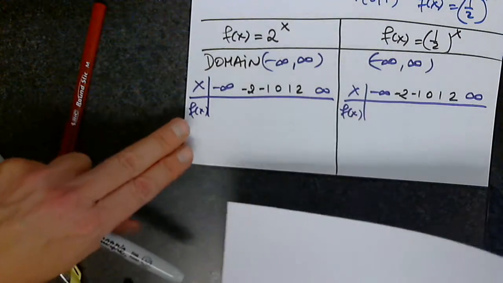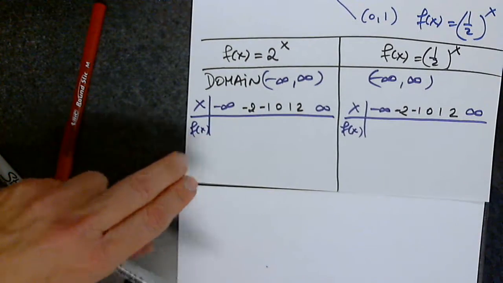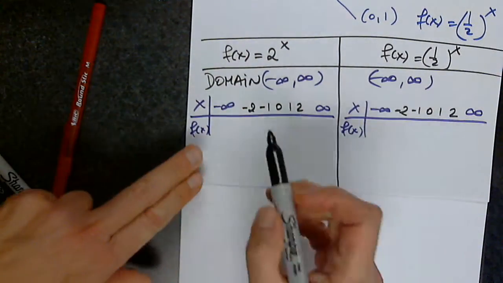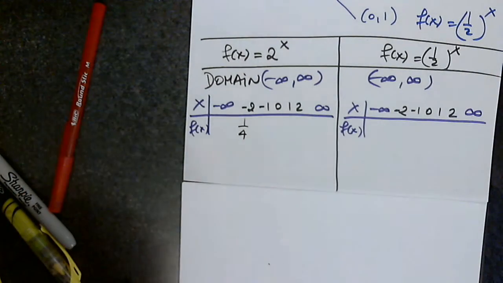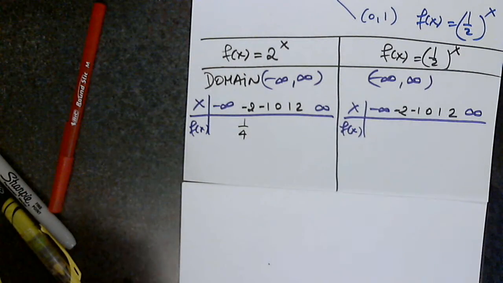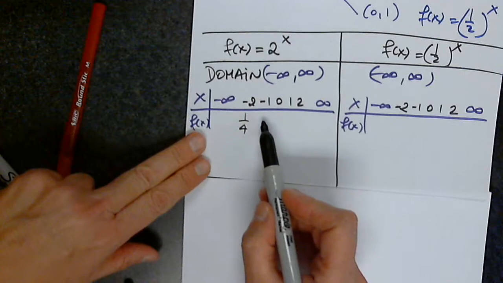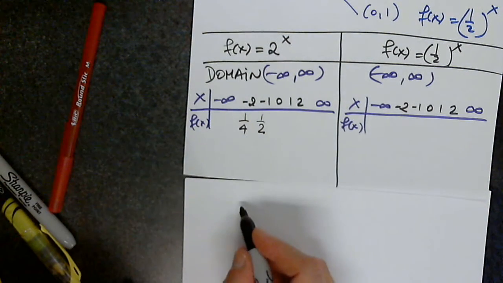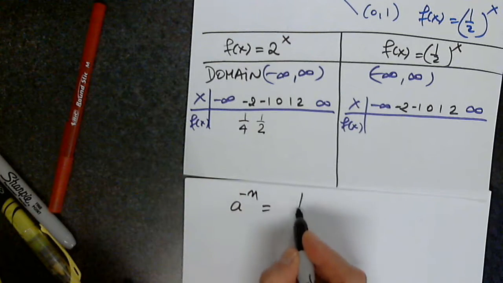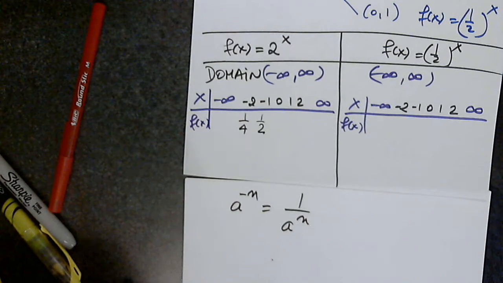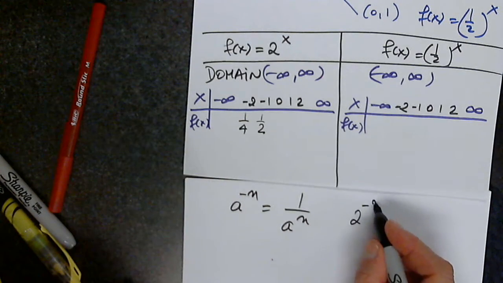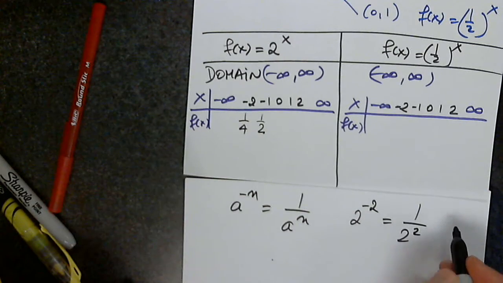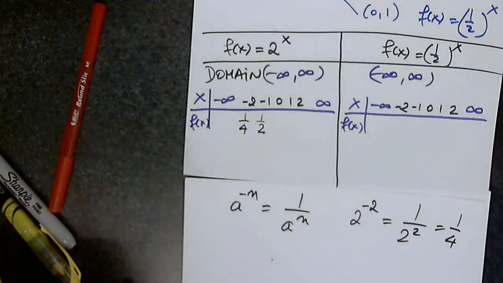Careful. 2 raised to -2. Very good, excellent. 2 raised to -1. Perfect. So a raised to -n is 1 over a to the n. So 2 to -2 is 1 over 2 squared, which is 1/4.